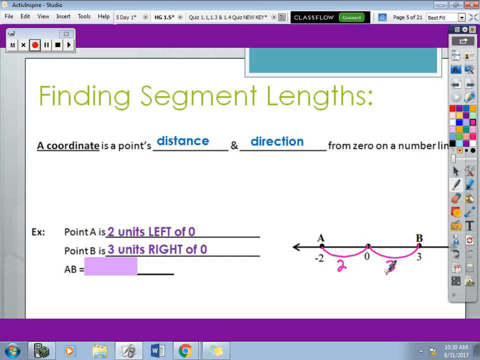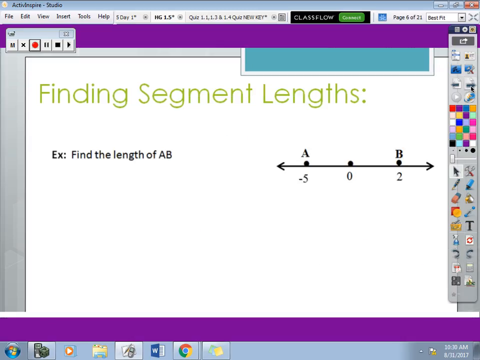Jada. 5. So AB is 5 units. All right, so we'll do a couple with numbers, and then we'll start throwing in some algebra. Find the length of AB in this picture. How long is AB going to be? Chelsea? 7 units. We have 5 units to get here, 2 units to get here, so the total is 7.